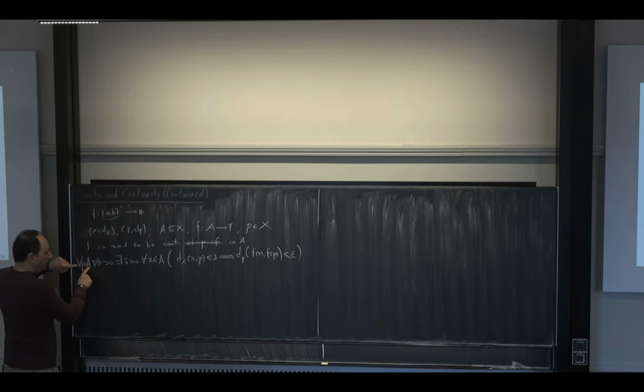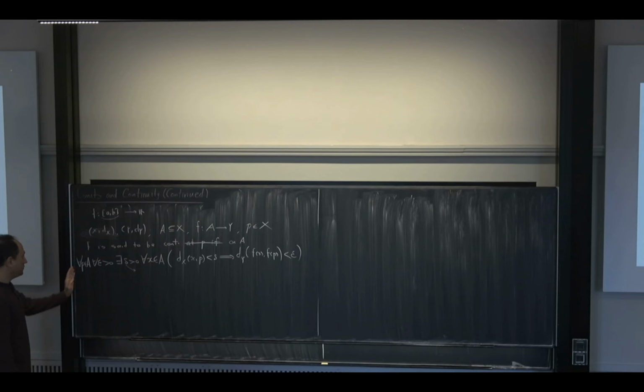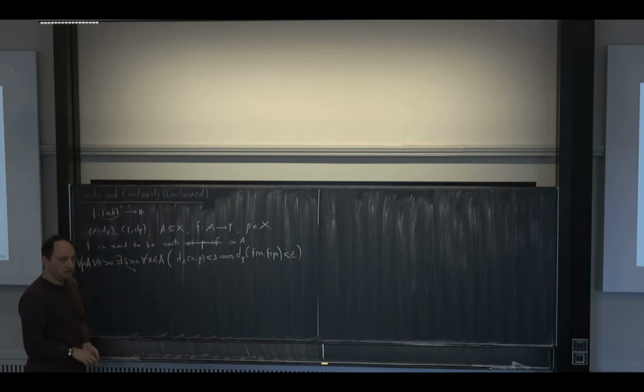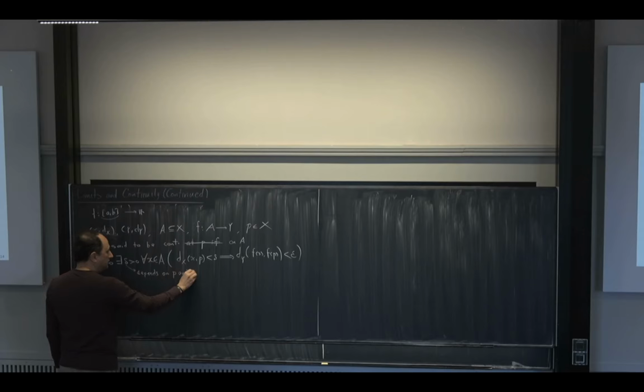For every p in A and for every epsilon greater than 0, there exists a delta. This delta in principle depends on two things. Can you tell me? Because we have two universal quantifiers before this existential quantifier. It tells you that for every p that you choose and for every epsilon that I give you, you can find a delta. So this delta depends on, yes? p and epsilon. Do you agree? So this depends in general on p and epsilon. Okay? This is the meaning.